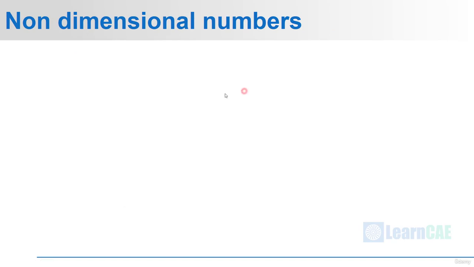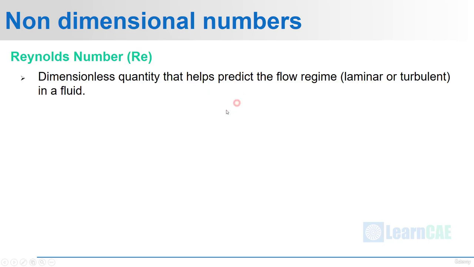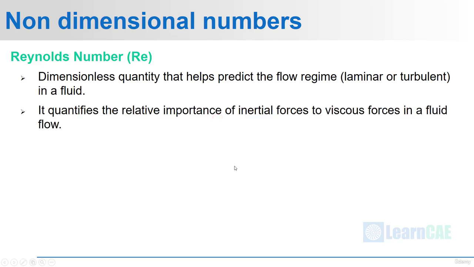The first one is Reynolds number. As we know, Reynolds number is a dimensionless quantity that helps to predict the flow regime, whether it is laminar or turbulent in a fluid. It also quantifies the relative importance of inertial forces to viscous forces in fluid flow.